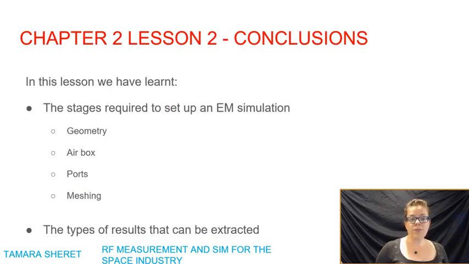So, conclusions for lesson 2. We've looked at the different stages required to set up an electromagnetic simulation. So you've got to draw your geometry, draw your airbox around it, set up your ports, do your meshing. And we're going to go on next to have a look at the type of results that can be extracted from our simulations.